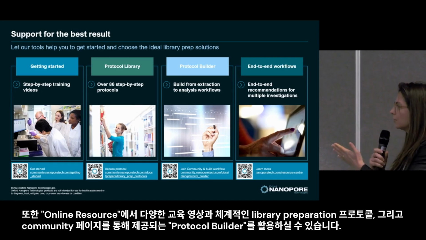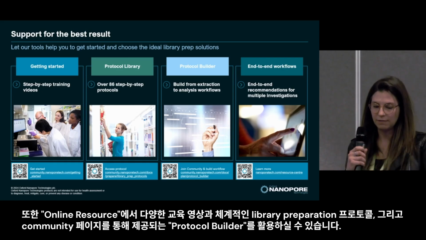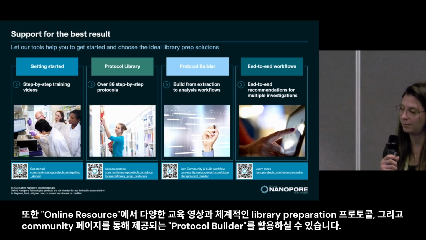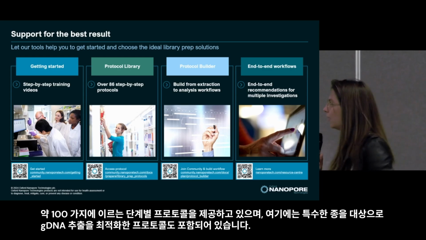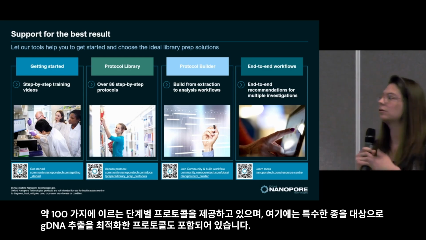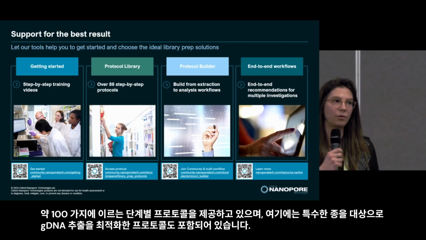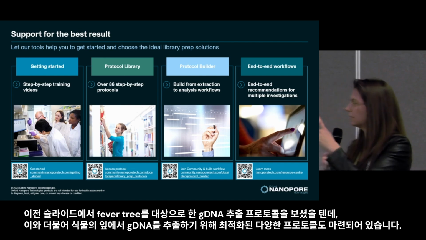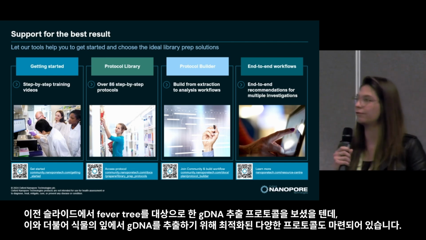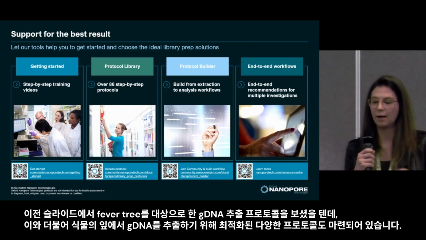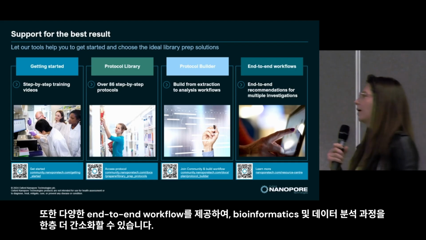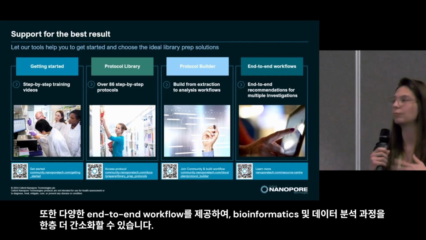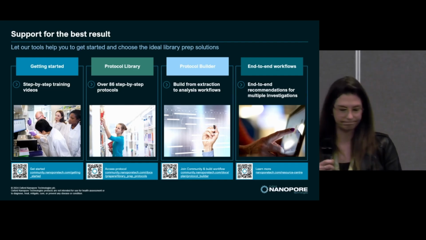So in terms of our online resources, we have training videos, we have a wonderful protocol library and a protocol builder that's available on our community page, close to 100 step-by-step protocols. This includes several gDNA protocols for unique species. You saw on the earlier slide that there was a fever tree extraction protocol, but we have several for plant leaf gDNA for you to take a look at. And then we also have end-to-end workflows. So lots of bioinformatics and analysis tools that really make your life much simpler.